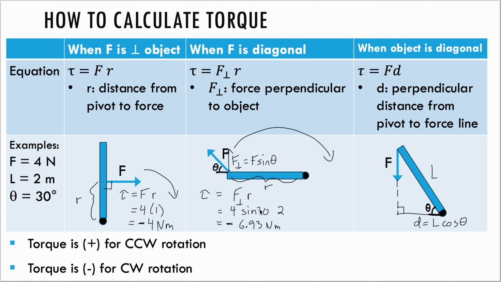And actually, I put the wrong number here. This is actually going to be negative 4 newtons times meters. So let's go ahead and plug in the values here. The torque is going to be F times D. It's going to be 4 times 2 cosine of 30. And this is the one that is 6.93 Newton times meter. This torque, with the pivot over here at the bottom, is going to cause a counterclockwise rotation, which is positive. So this torque remains positive.